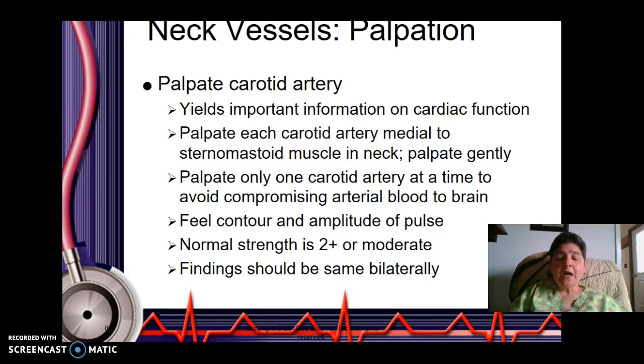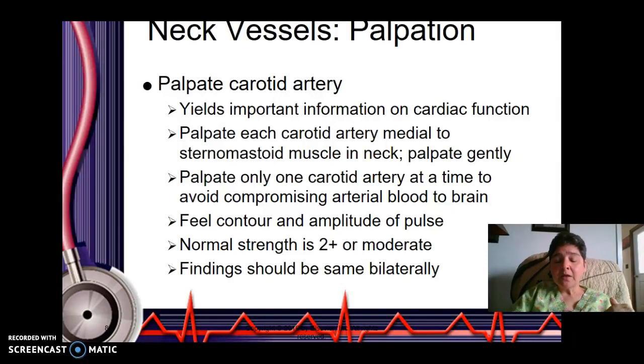So palpating the carotid artery, you can get a lot of information on cardiac function just from doing this. We know it's medial to the sternomastoid muscle, so if we turn our head and here's that sternomastoid, it's medial towards, in between the trachea and that. Remember, only palpate one side at a time. We can decrease blood flow to the brain, and then that can cause the patient to become dizzy and even pass out. Feeling the amplitude of the pulse, normally we know it's a 2+.